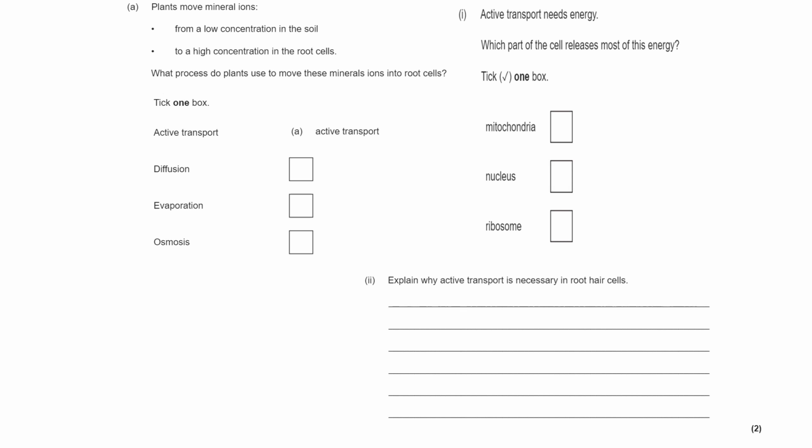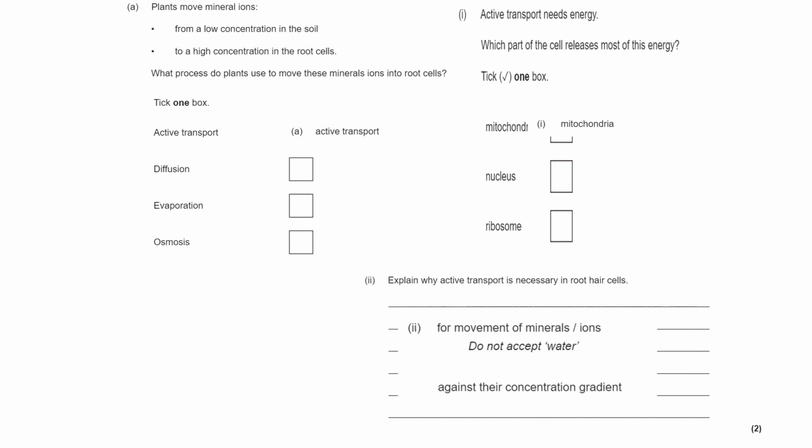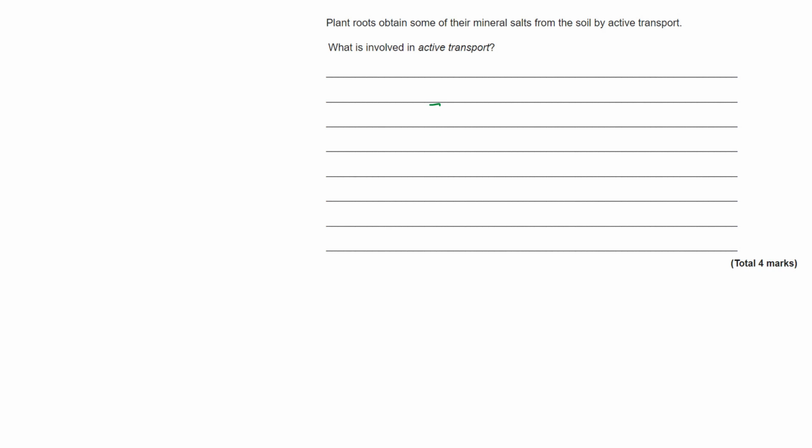What part of the cell releases most of this energy? Well, that's the mitochondria. Explain why active transport is necessary in root hair cells. Well, root hair cells have to move mineral ions against their concentration gradient.